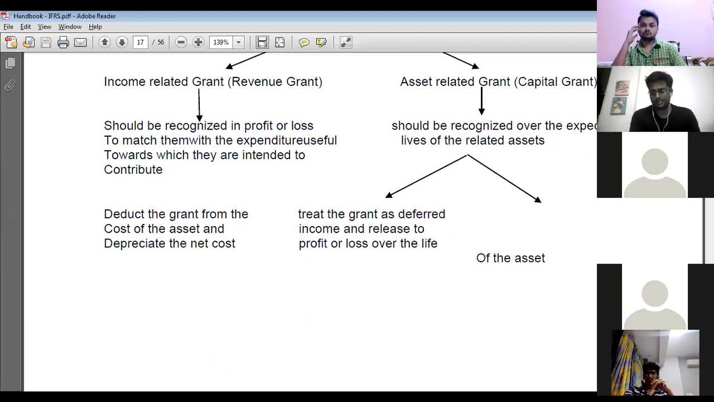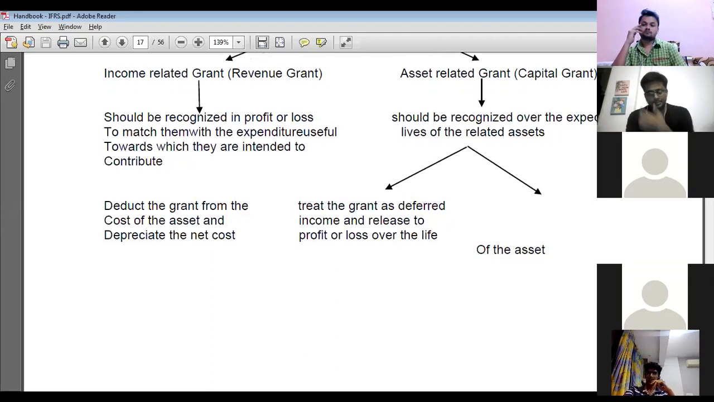accounting treatment. Sir, yes, can you explain again income related grant thoda sa loudly bola, mujhe nahi samajh aaya. Can you repeat that income related grant? Income related grant means grant which is, say for example, which is not for the purchase of any capital asset.